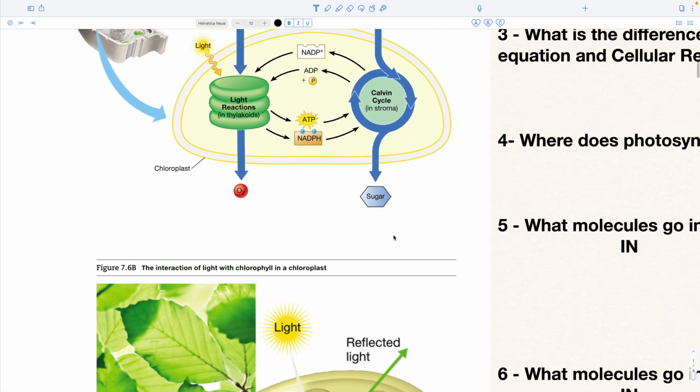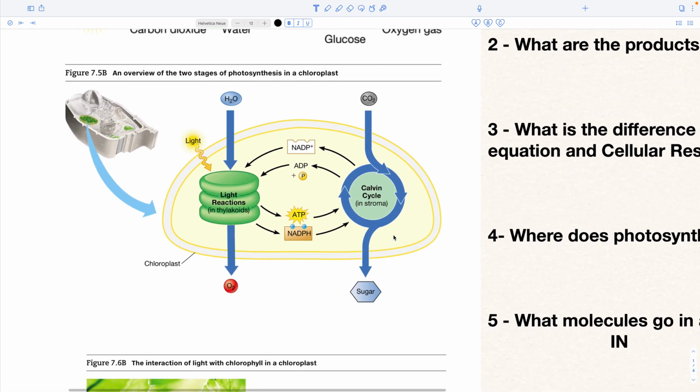Okay. Can't you answer the question from the diagram? Here's the electron. Here's the energy going in. What happens to the electron carrier? It drops off its electron, and then it becomes the empty car up here. It has to go back to the light reaction.